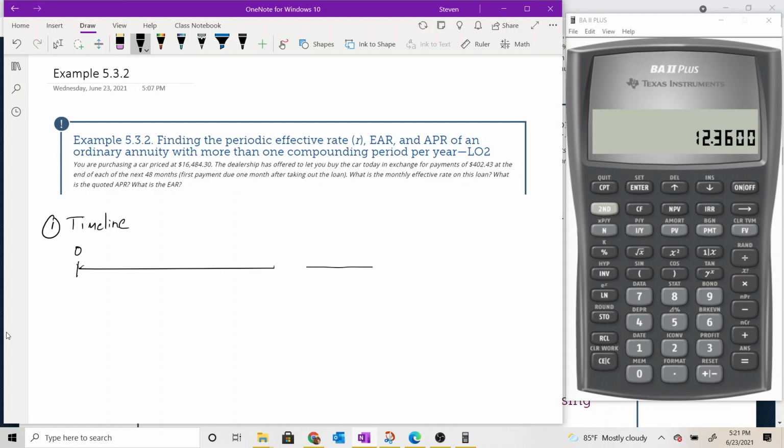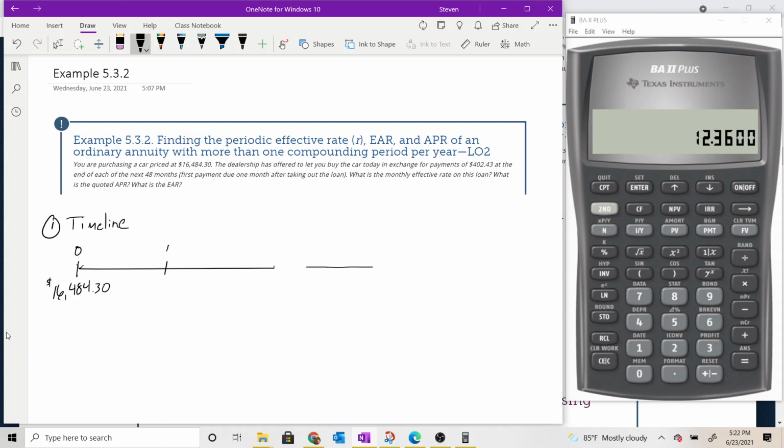So today, we're going to buy a car, and we're going to map out the cash flows for the loan. They're going to give us a loan for $16,484.30. From the perspective of the borrower, if we just look at the cash flows from the loan, we're going to have a cash inflow of $16,484.30. Of course, we're not going to keep that cash. We're going to exchange it for a car that is worth that amount. So we're going to receive something of value that's worth about $16,484.